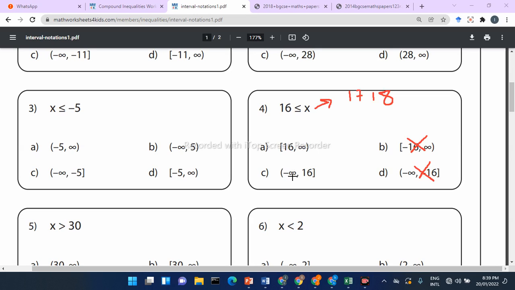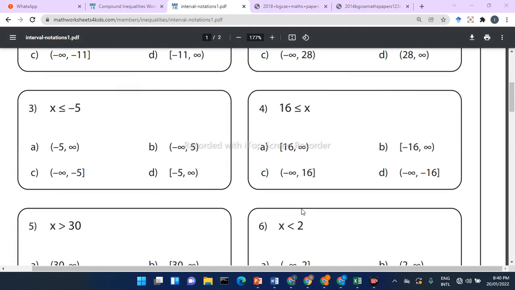C is saying start at 16 and get smaller and smaller. But we don't want to get smaller and smaller. We want to get bigger and bigger. So that leaves us with the only option, A. A is telling us to start at 16 and get increasingly bigger because we continue on into positive infinity. So the correct answer here is A.